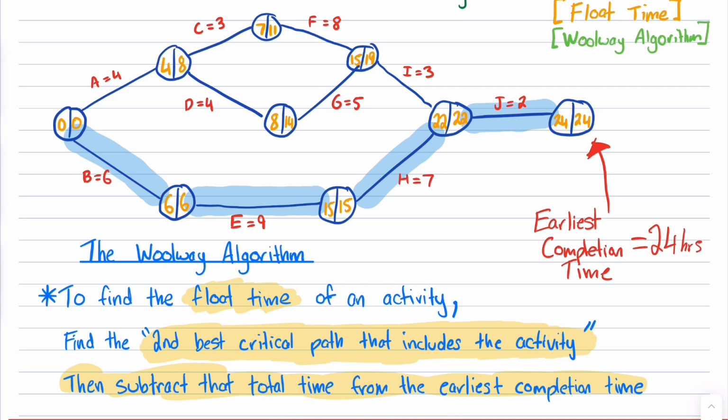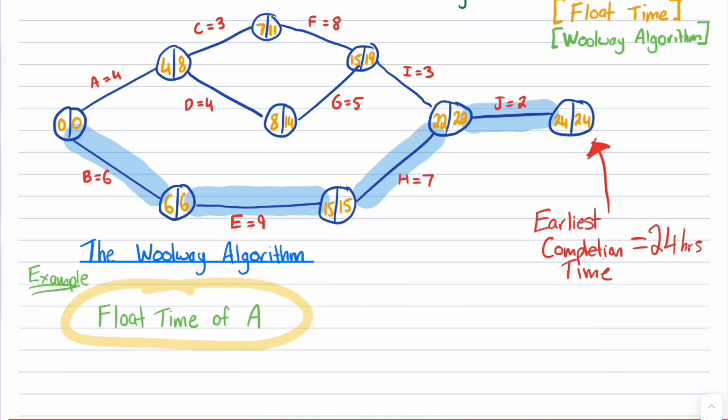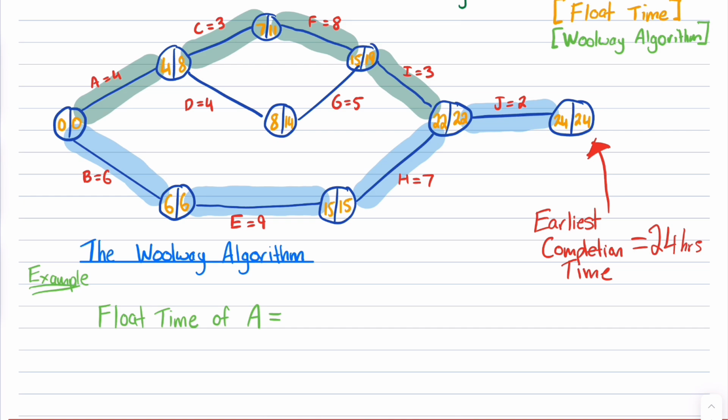So for example, let's say I wanted to find the float time of activity A. I'm going to have to go towards activity A first because I have to include that activity. Now I'm going to find this second longest path because the critical path is always the longest path. So I'm going to go along the top there because 3 and 8 is longer than 4 and 5. Then I have to go through I, and then I've got to obviously go through J. Now, if I add that up, that's 4 plus 3 plus 8. So that's 7 plus 8, which is 15. 15 plus 3 is 18. 18 plus 2 is 20, right?